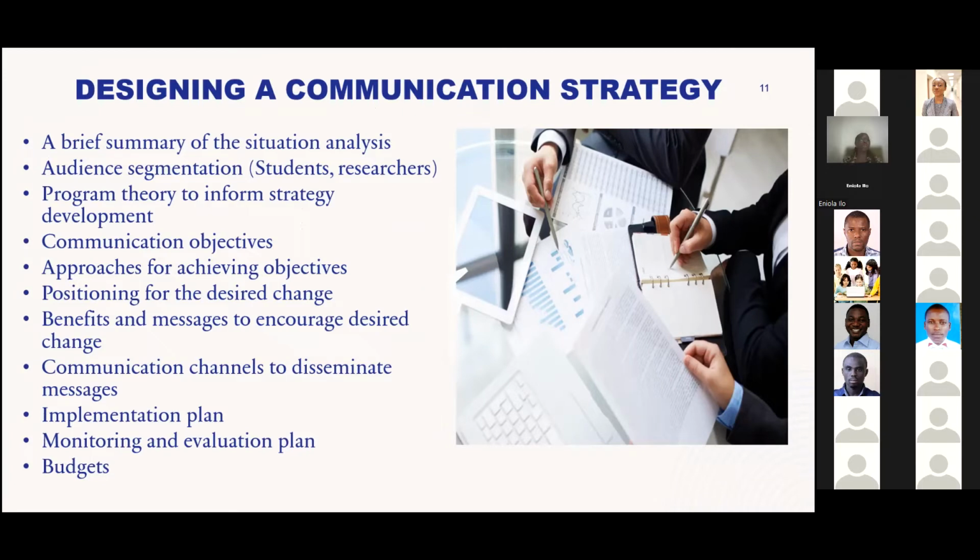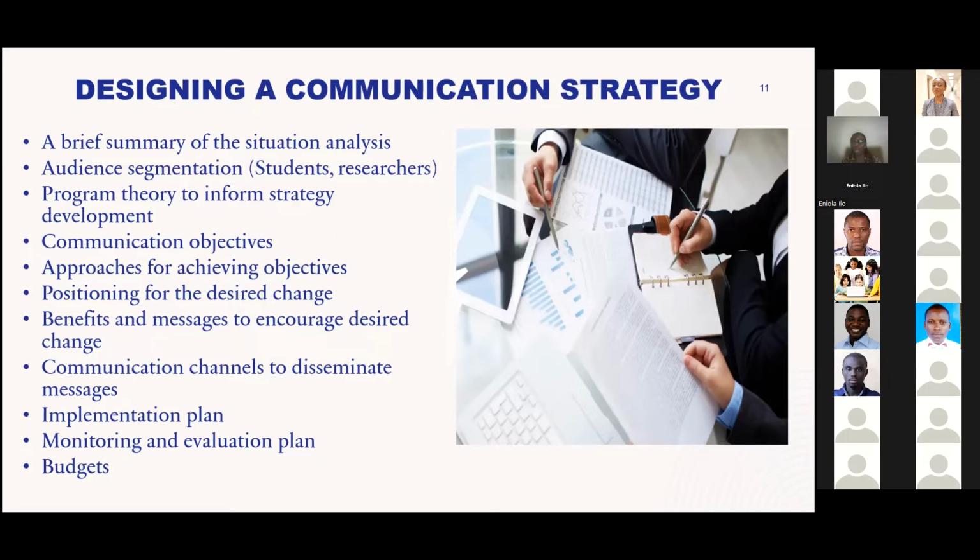And so you can make a brief summary of the situation analysis of what you want to communicate. Then you segment your audience. Are they students? Are they researchers? Are they reviewers? Are they politicians, or whoever you are addressing? Then you create a theory to the strategy that you have developed. Then you set your communication objective. Then how do you achieve these objectives, which then gives you the end goal? You position for the desired change, and then you look at the benefits and messages to encourage desired change out of this process of the communication.